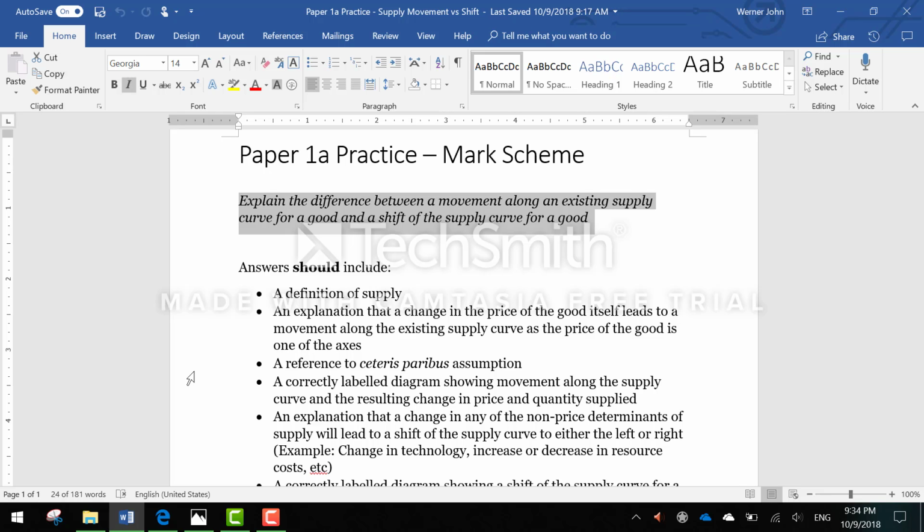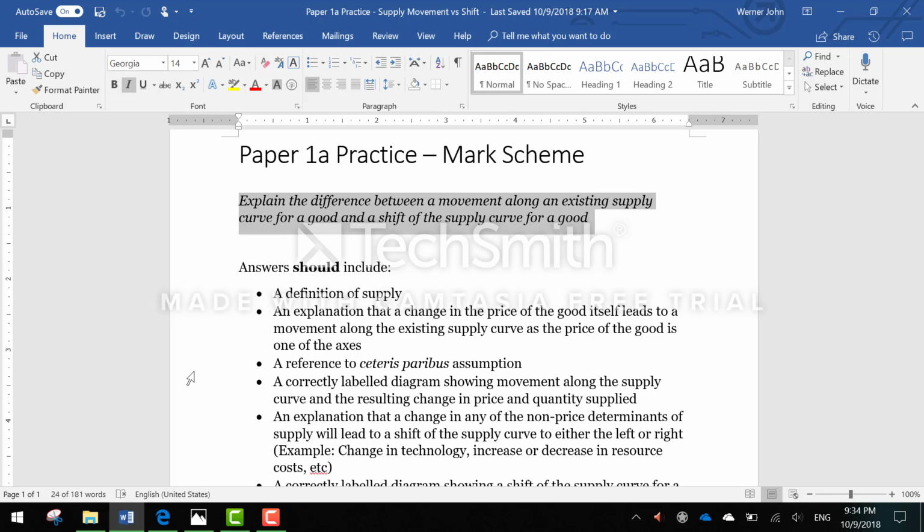You need a correctly labeled diagram showing a movement along the supply curve and the resulting change in price and quantity supplied. I usually recommend that for these simple micro questions that a student try to incorporate some specific numbers there. I feel that it's a little bit easier to explain yourself if you are using specific numbers rather than P1, P2, and Q1, Q2, although that is also acceptable.